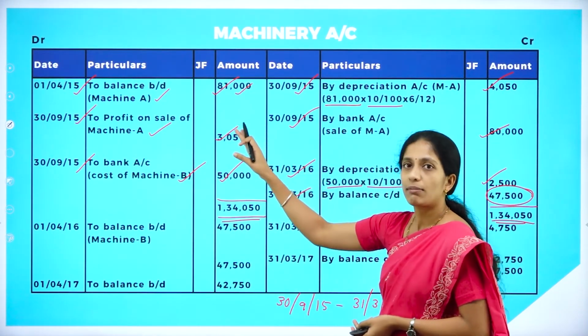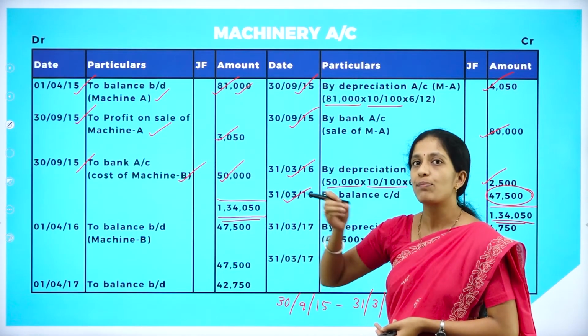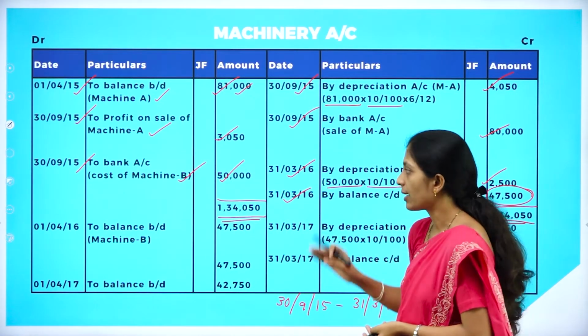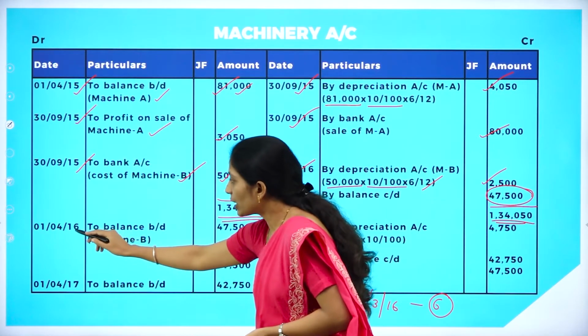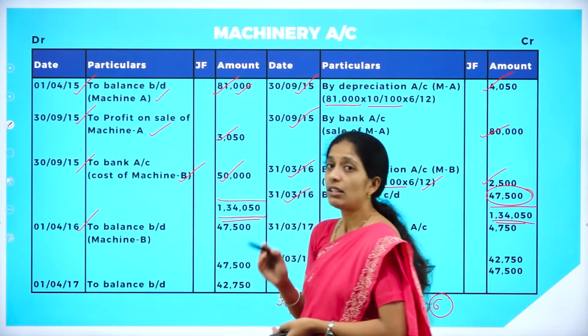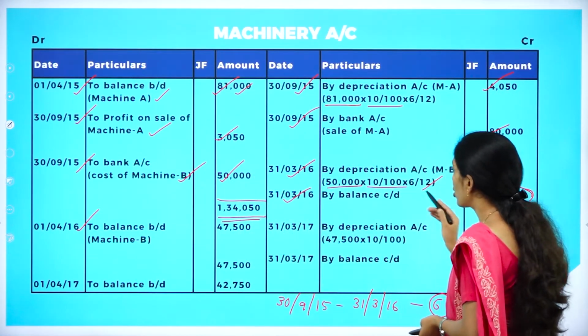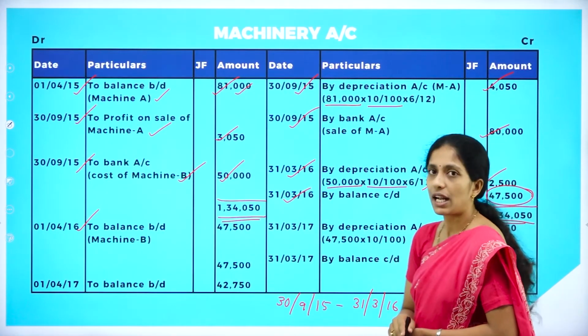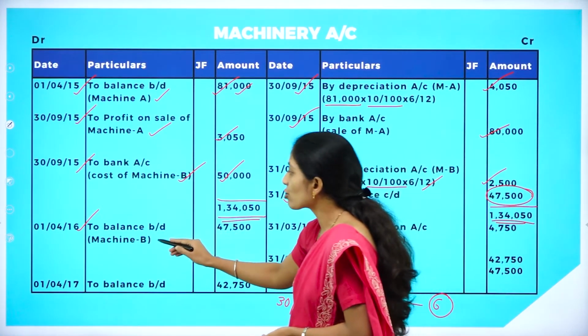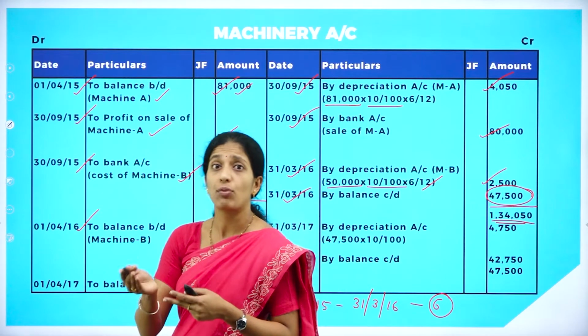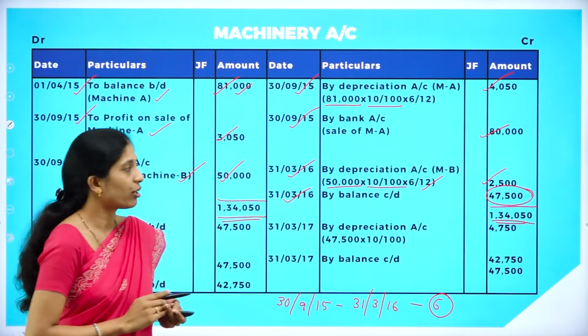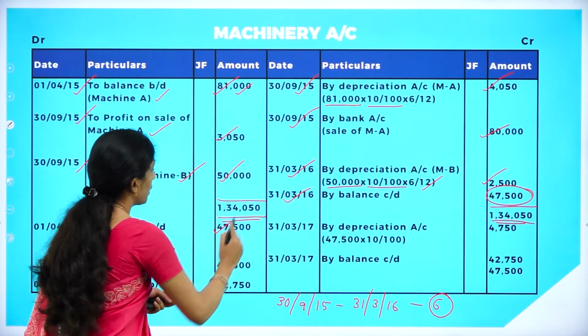So here one machine was sold and at the same time one machine was purchased. Now in the fourth year, we bring down the balance. Whatever amount you have carried down, bring down that balance. So this is the balance of machine B, because machine A was sold. So this is the balance of machine B, 47,500.